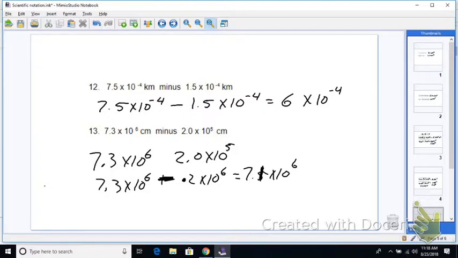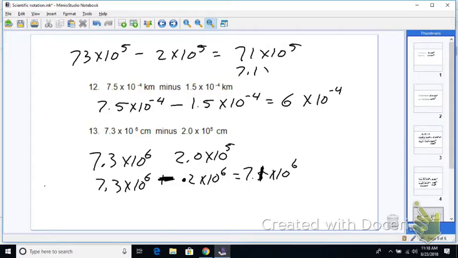Now, if you decided to go, I don't like that one, I want to do the one that's a 6, that becomes 73 times 10 to the 5th. And then we would subtract 2 times 10 to the 5th. Our answer is what? 71 times 10 to the 5th. And then I need to move it 1, so it becomes 7.1 times 10 to the 6th. Same thing. So it really doesn't matter which one you decide. If you add and subtract, they have to be the same.